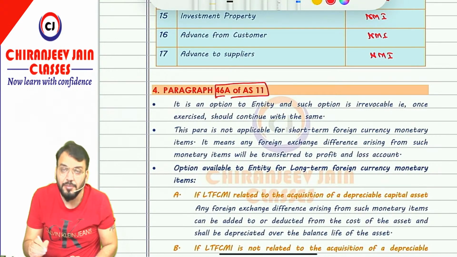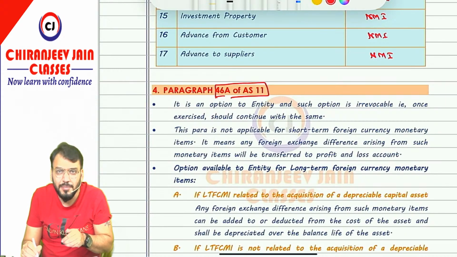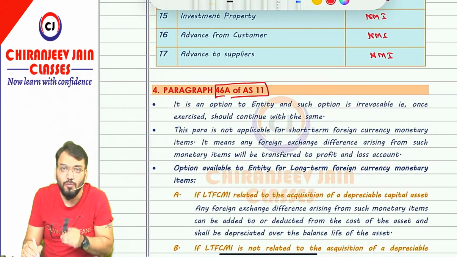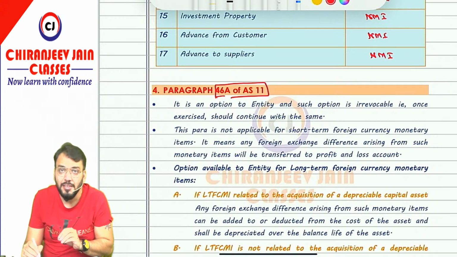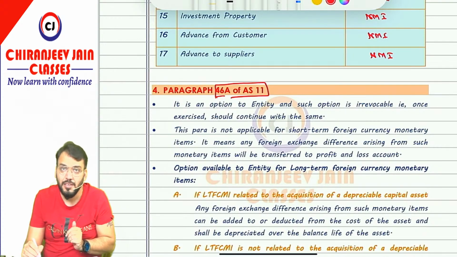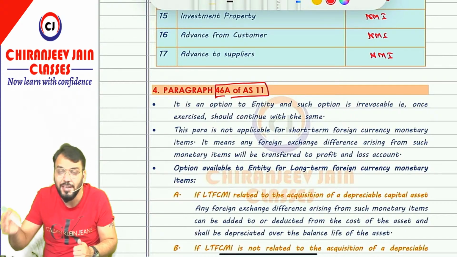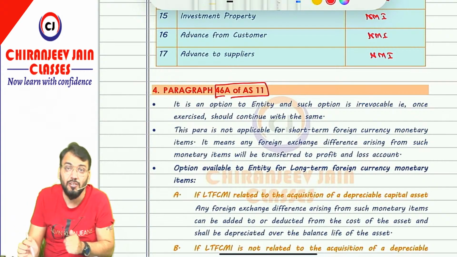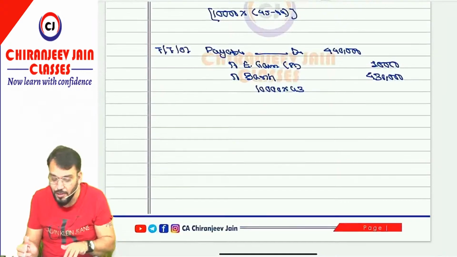Para 46A of AS 11 gives some exception to the above rule. Right now what we have done is that any exchange difference will be transferred to the profit and loss account, but in para 46A of AS 11 they have given some option to the entity. If that option is exercised, then they need to continue the same policy throughout the life. They cannot change the option again. So what is that option? Just try to understand what para 46A says.